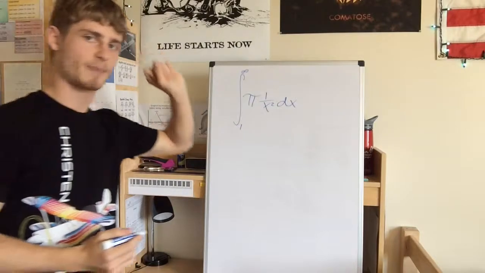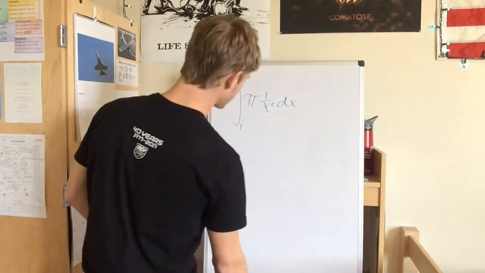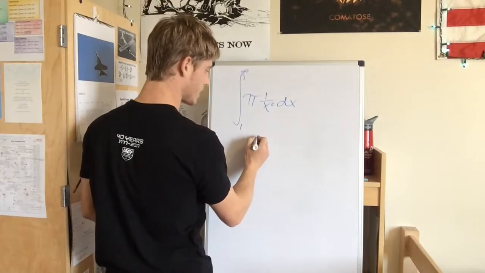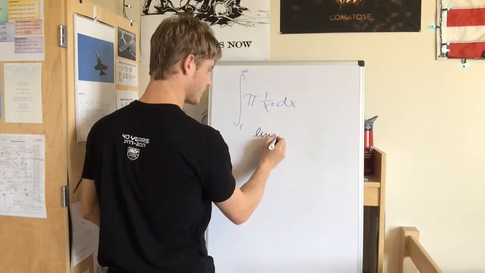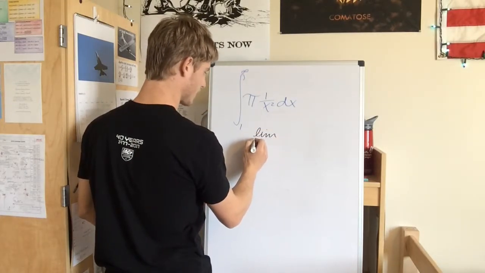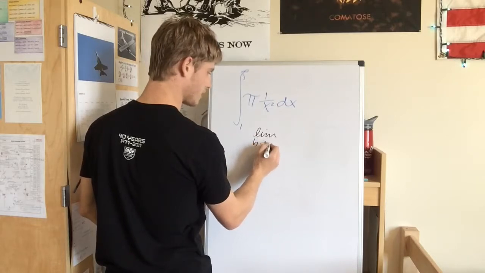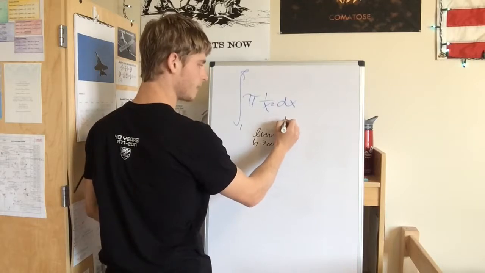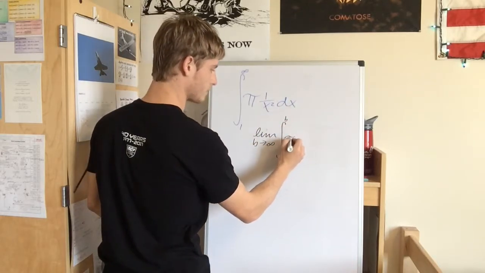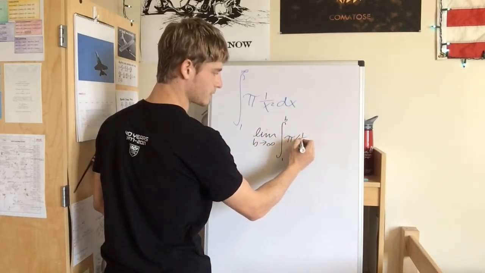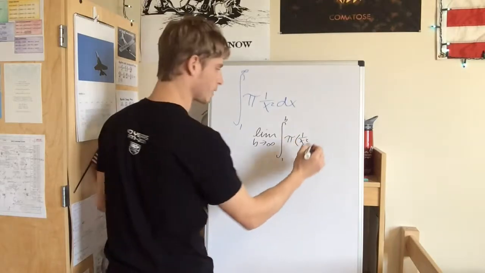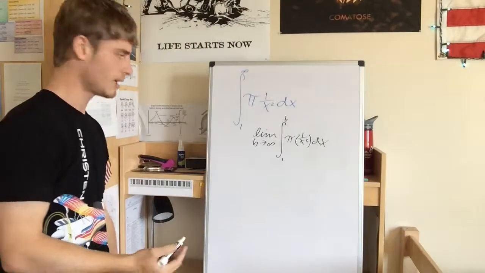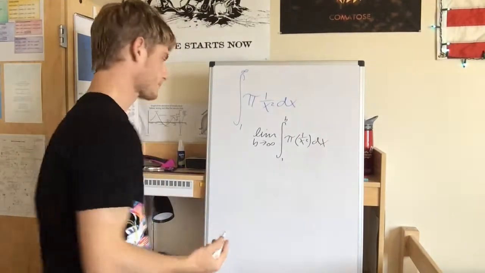Now let's watch what happens, and this gets kind of cool. We're going to do this exact same thing. So we're going to rewrite this as being the limit as b approaches infinity of the integral from 1 to b of pi. I'm going to stick this in parentheses just for clarification purposes, dx. Well, let's keep going with this.